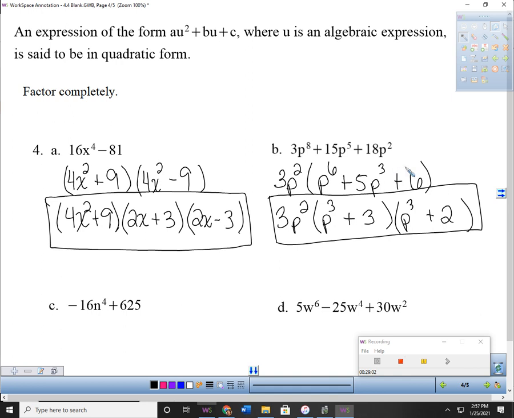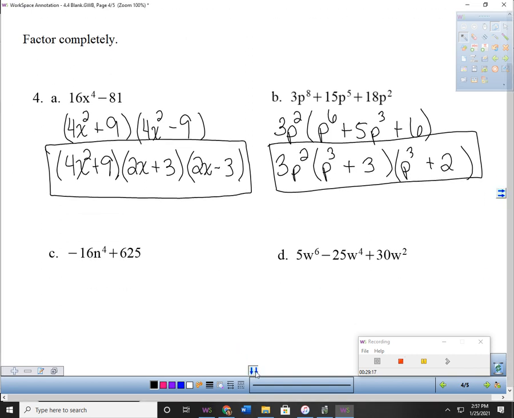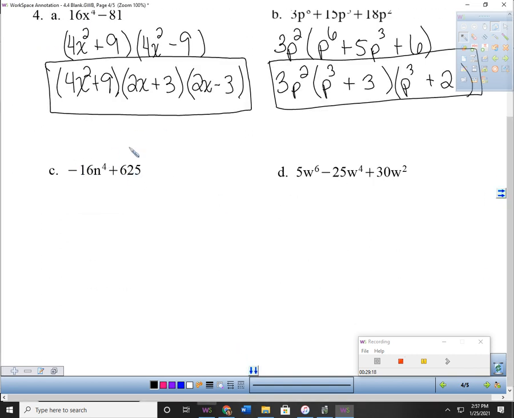As long as that middle one is half of what your beginning one was. All right. So on part C, I don't have a common factor here, but I don't want that to be negative out front. So I'm going to take the negative and factor it out. So that leaves me with a positive 16n to the 4th and a negative 625. And if I'm looking at these two numbers, both of them are perfect squares.